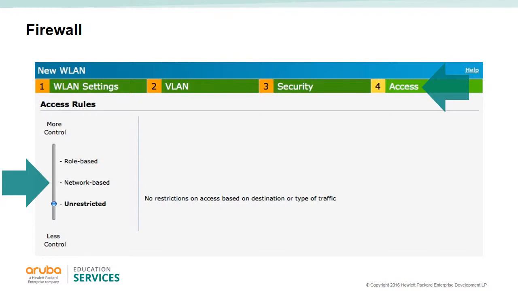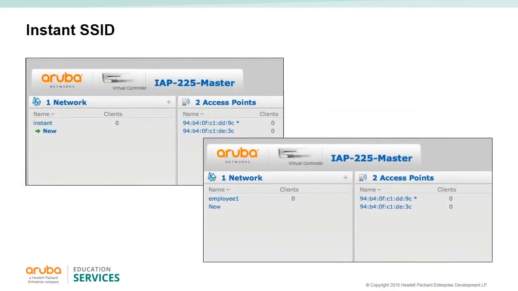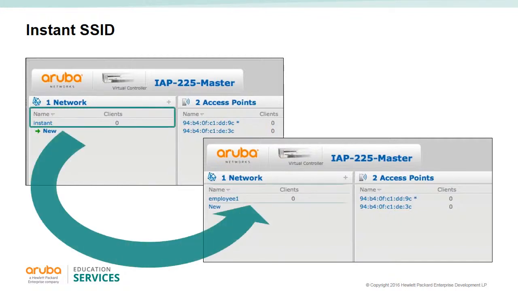Network-based. This would include rules for all the devices associated to this SSID. Role-based. These are configured roles with rules that can be assigned to devices on this SSID. This would typically require the use of an external server. The firewall will be explained in more detail in another module. Once the first wireless LAN is created, the open Instant wireless LAN is automatically deleted by the system.